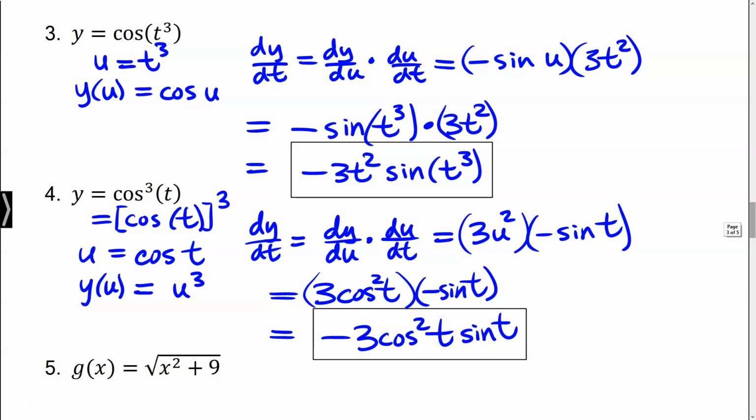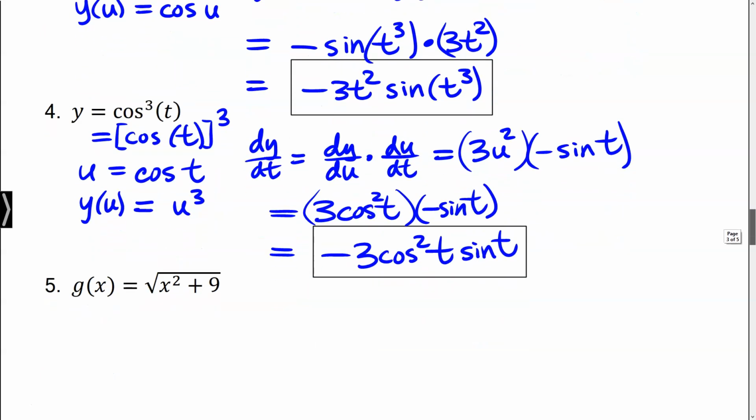So if you compare those, I'll move them up here so you can see them. Those are different functions. They're not the same at all. So it definitely makes a difference that you keep straight what is the inner and the outer function.